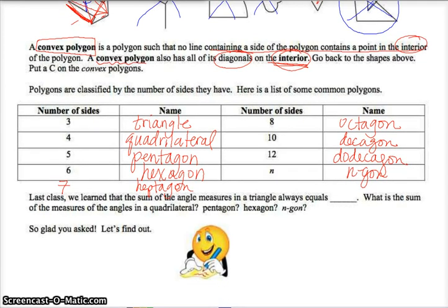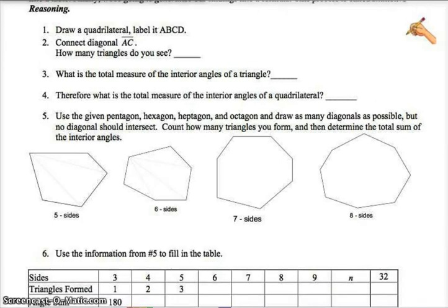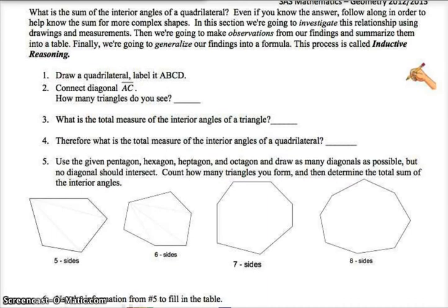So last class we learned the sum of the angle measures in a triangle always equals, hopefully this is coming to you right away, 180 degrees. Right, so we know that all the angles in a triangle add up to 180 degrees. There's 3 of them. What is the sum of the measures of the angles in a quadrilateral, a pentagon, a hexagon, any kind of polygon? Well, let's find out. So we're going to do a little activity to discover that. If you know already, then I guess you can move on. If you don't know, then you can watch through this.